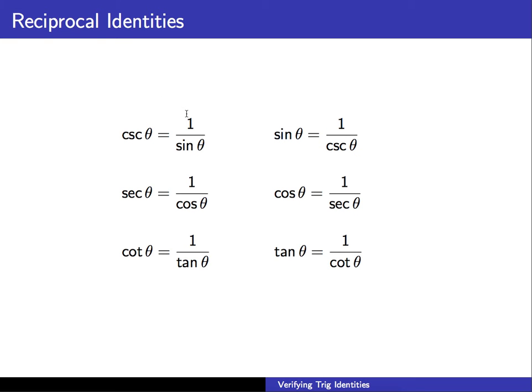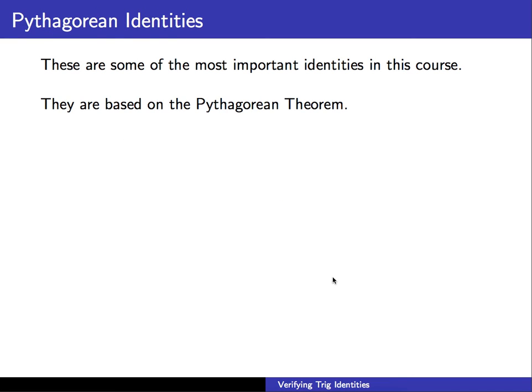So we also have our reciprocal identities where cosecant is the reciprocal of sine, 1 over sine. Secant is the reciprocal of cosine, 1 over cosine. Cotangent is the reciprocal of tangent, 1 over tangent. And likewise, sine is the reciprocal of cosecant, cosine is the reciprocal of secant, and tangent is the reciprocal of cotangent.